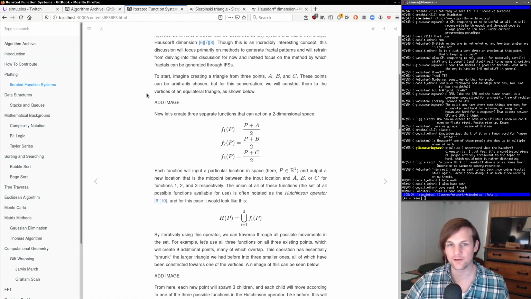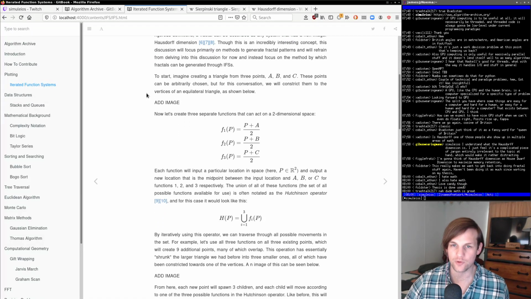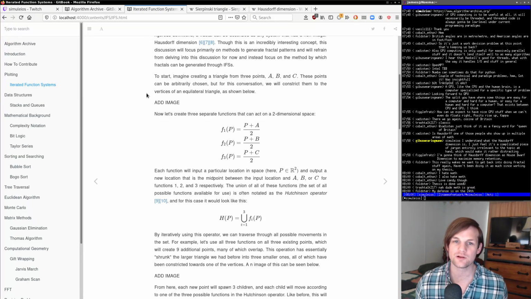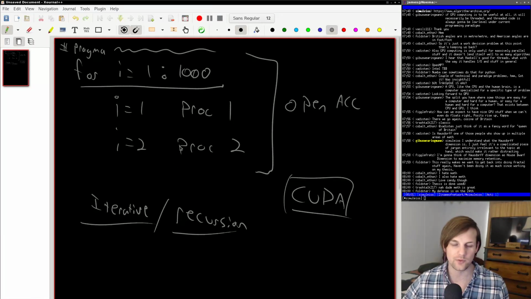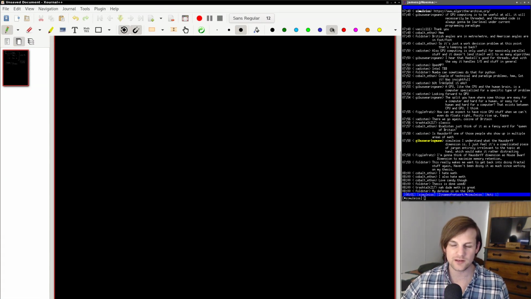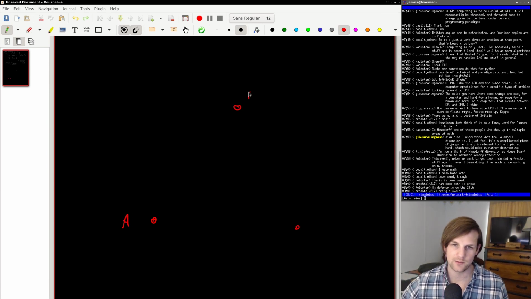Okay, so to start, imagine creating a triangle from 3 points, A, B, and C. These points can be arbitrarily chosen, but for this conversation, we will constrict them to vertices of an equilateral triangle shown below. So basically, I'm going to draw in Zernal PP what I'm actually going to draw here. So what I need to show is A, B, and C. So we'll say A, B, and C.